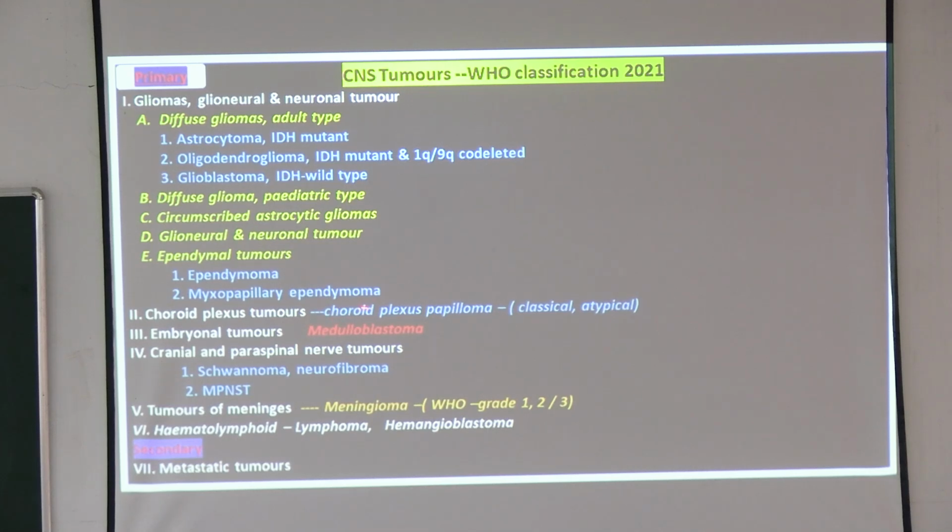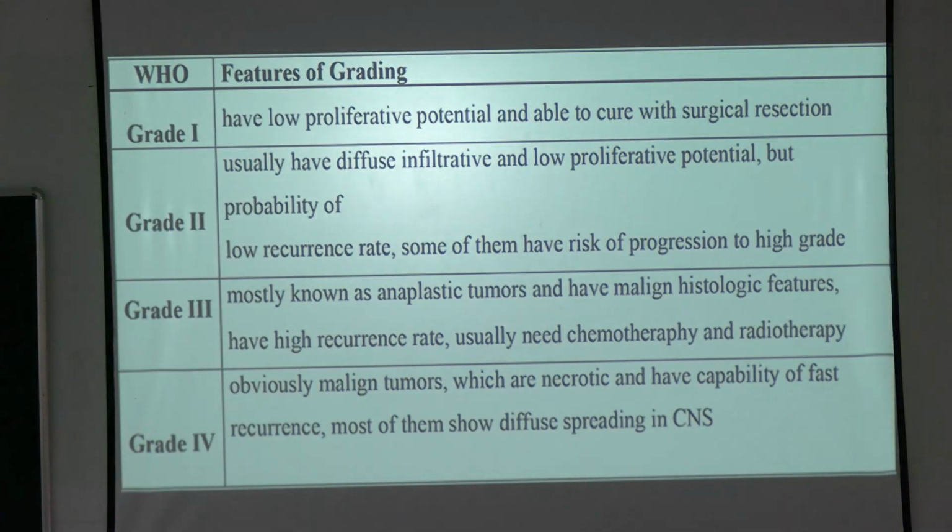Choroid plexus tumor is of choroid origin, then embryonal medulloblastoma, cranial nerve schwannoma, neurofibroma, MPNST, that is malignant peripheral nerve sheath tumor, meninges, which is important for you, that is meningioma, and hematolymphoid, that is lymphoma, and glioblastoma and the metastatic. No need to remember all those things. Grading also depends upon the clinician, the location, benign or malignant, highly aggressive or not, operable or inoperable, their benign character or molecular differentiation, depending upon the grading of the tumor for the clinician.